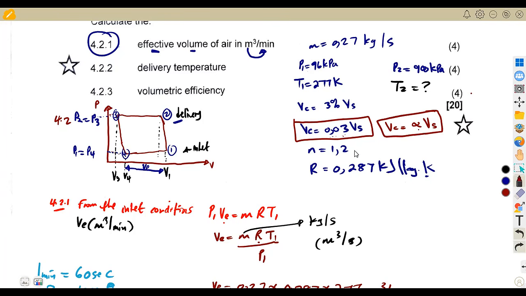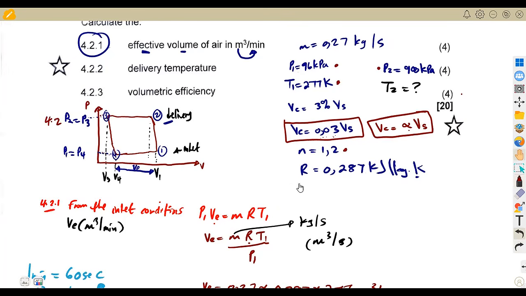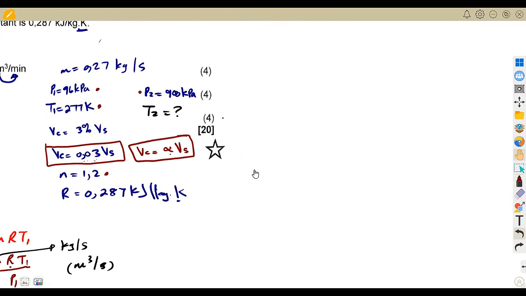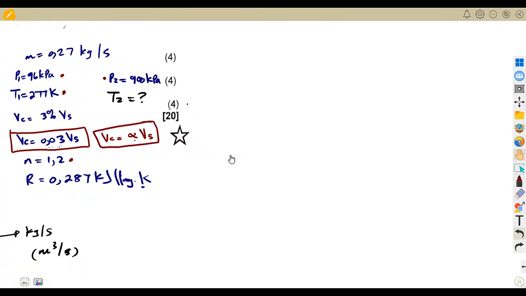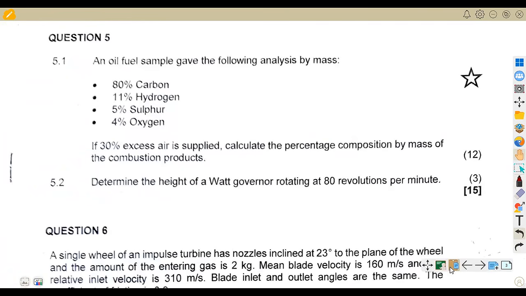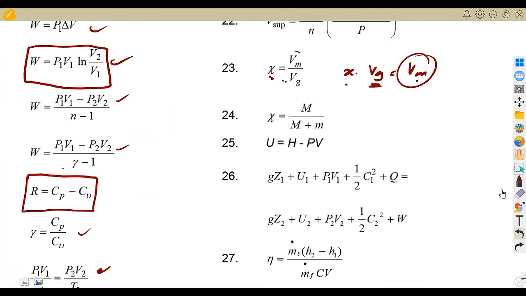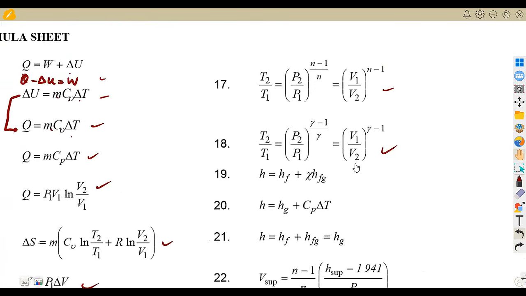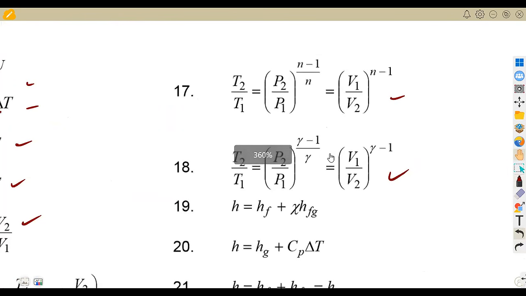So since we are given the index of compression, we've got P1, we've got P2, we've got T1. We can also use the formulas that we know under thermodynamics of gases because it's a direct application. So let us see, there's a formula here which consists of temperature, pressure, and volume at the same time, which you are going to choose here with N, because this time you are having the index of compression. So you're going to choose this part.